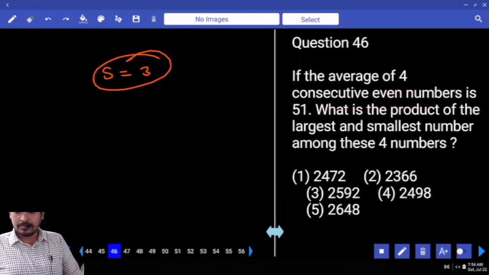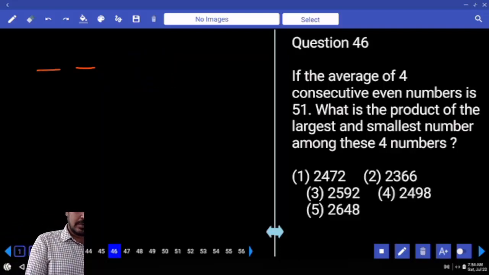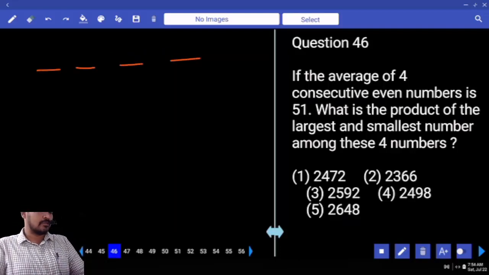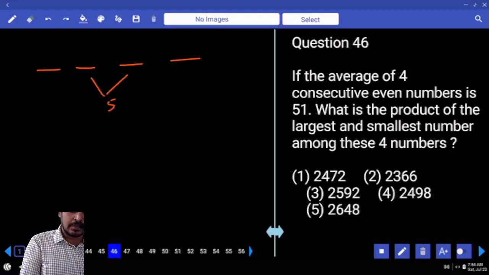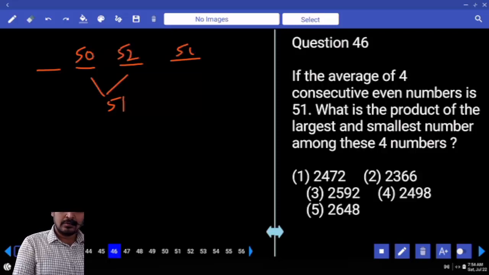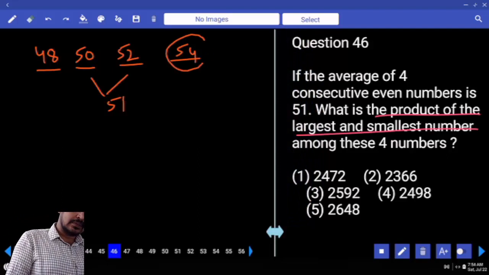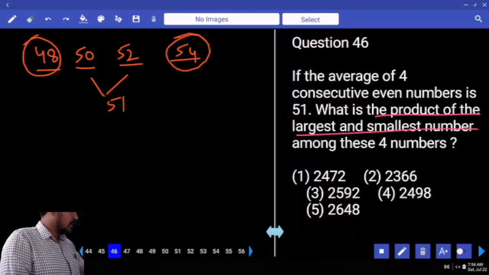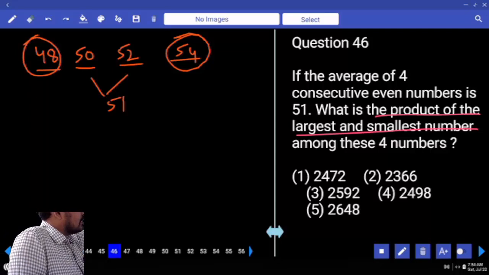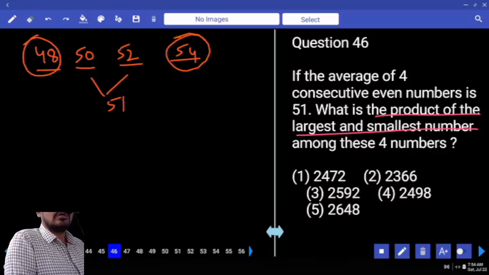Question number 46. If the average of 4 consecutive even numbers is 51, that means 51 is equal to which one? The average of the middle two numbers is the in-between value of the second and third. What is the in-between value? 51. Then the second number is 50. Next number 52. Next number 54. What is the previous one? 48. What is the question here? Product of the largest and smallest. What is the largest? 54. Smallest 48. Compared to 51, 48 is 3 lesser. Compared to 51, 54 is 3 more.